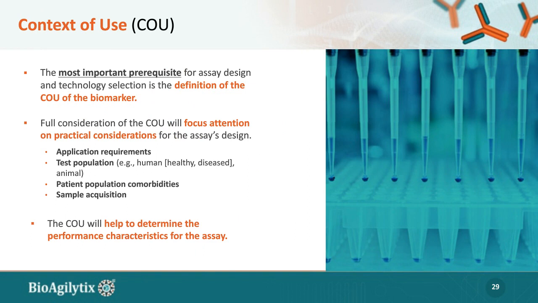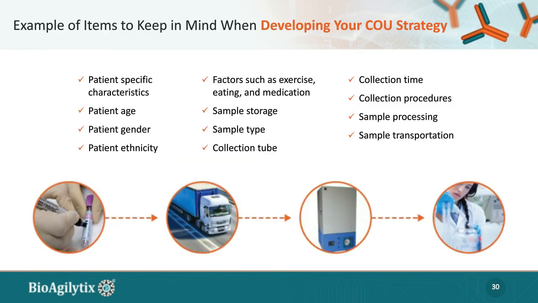So in this paper, they do mention the most important prerequisite for assay design and technology selection is a definition of the context of use of the biomarker. Focus should take into account application requirement, test population, patient population, sample acquisition. And this context of use is actually what's going to drive the fit for purpose, and we will talk about it in a little bit more detail. By the way, after this webinar, you can register, I believe, on our website or on the BioAnalysis website, one of those two, and you can download these slides.